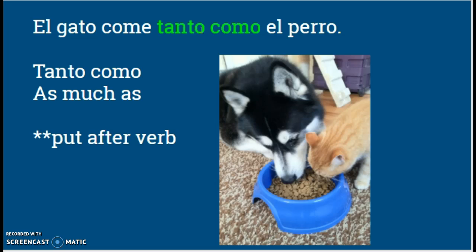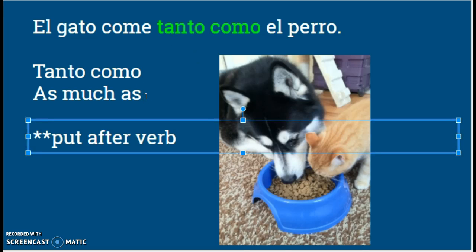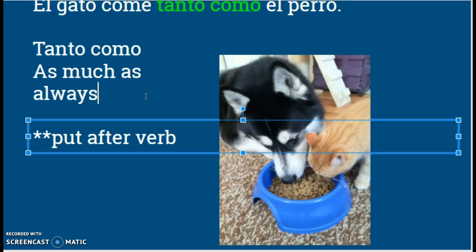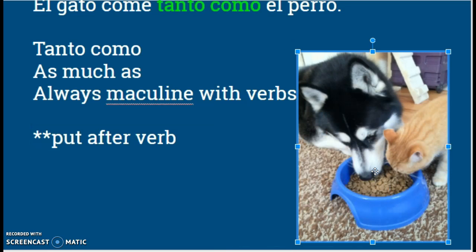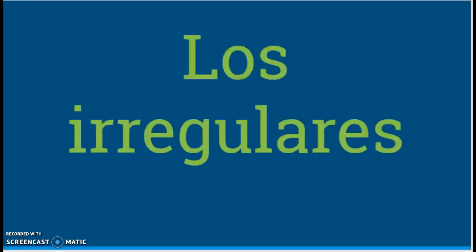So tanto como is coming after the verb come once again. With tanto como, as much as, it's always masculine with verbs. So I would never have to change it to tanta como or anything like that when I'm talking about verbs.